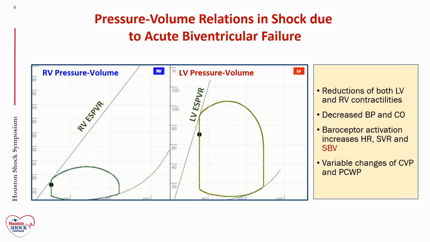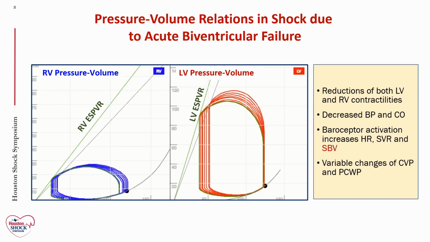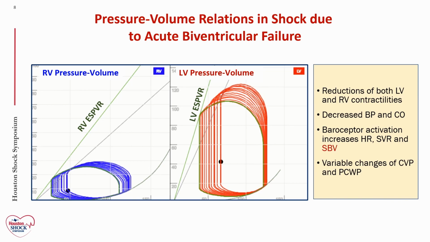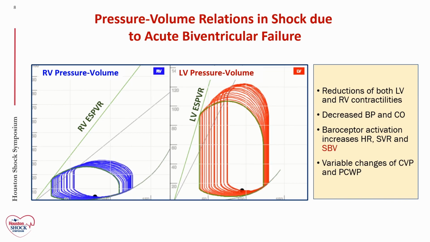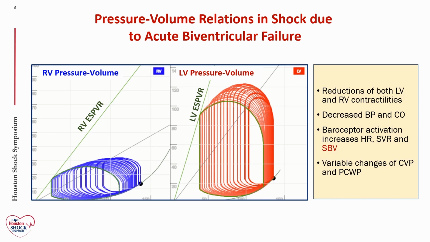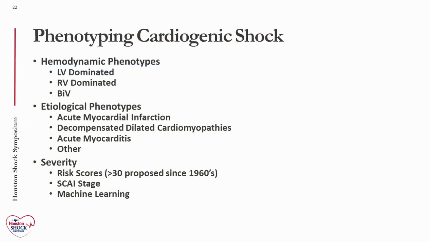But in real life, usually there is some component or some contribution of both ventricles. And here's where it gets much more complicated, especially where we have reductions in both right and left-sided contractilities, and depending on the relative degrees of reduction of both will help determine the relative changes in CVP and wedge pressure. So that's really as simple as you can get in terms of describing the hemodynamics of shock.